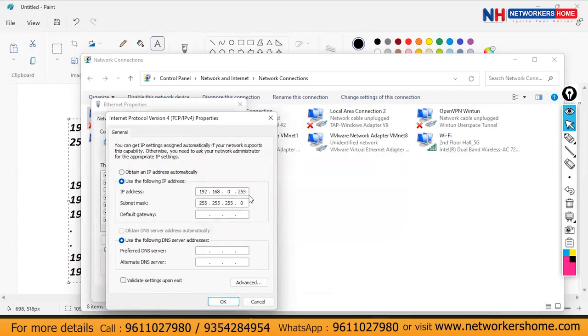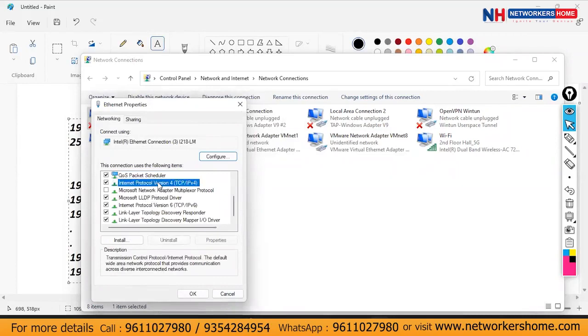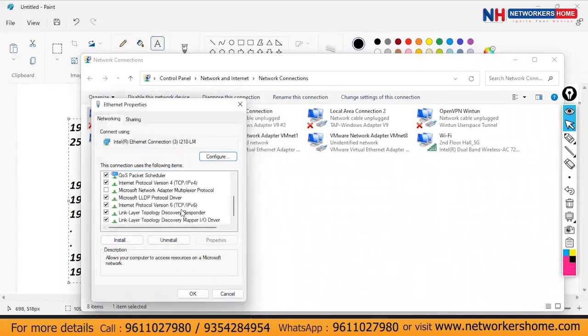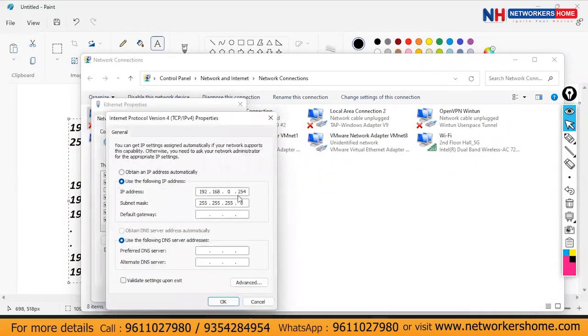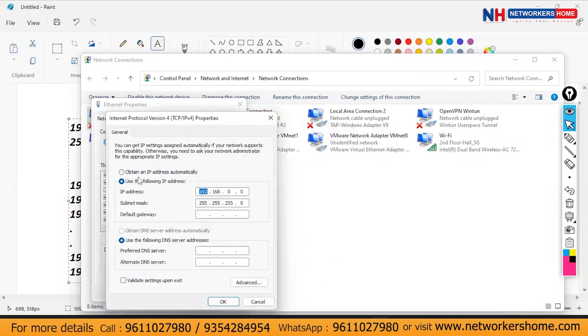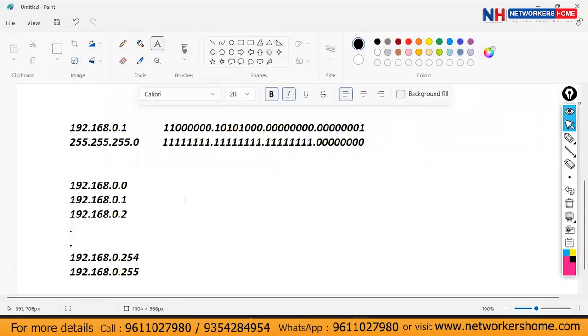I can assign anything in between. I can assign 1, and it will be taken without any error. Similarly, I can assign 254, that will also be taken. But I cannot assign the first and the last address. There is only a problem with the first and the last address because they are reserved. Is it clear? Okay, so this is clear for class C.